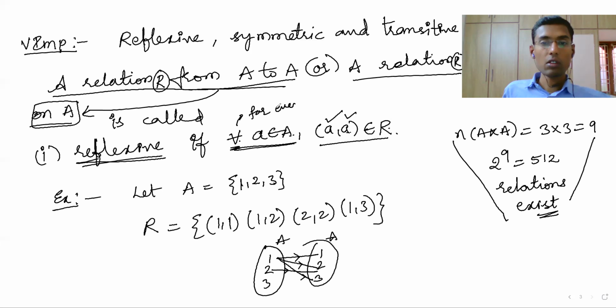Why is it not reflexive? Because this also has other elements like 1 comma 2, 1 comma 3, and 3 comma 3 is not there. Mainly 3 comma 3 is not there. For every element there should be an image, that is itself. Itself is the image. So therefore this is not reflexive.